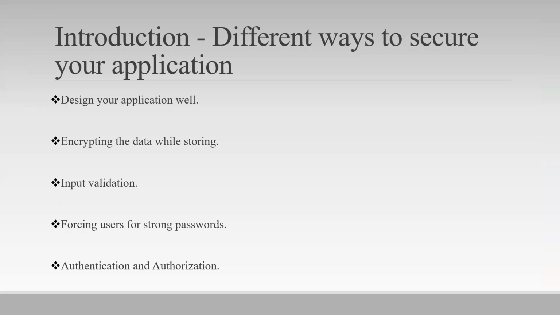Let's see different ways which we can use to secure our application. So there are some bullet points. First is to design your application well. The design of our application should be such that it's secured. You should not expose your business logic or code to the external users. It should be a separate layer. You should only expose the UI to the end user.